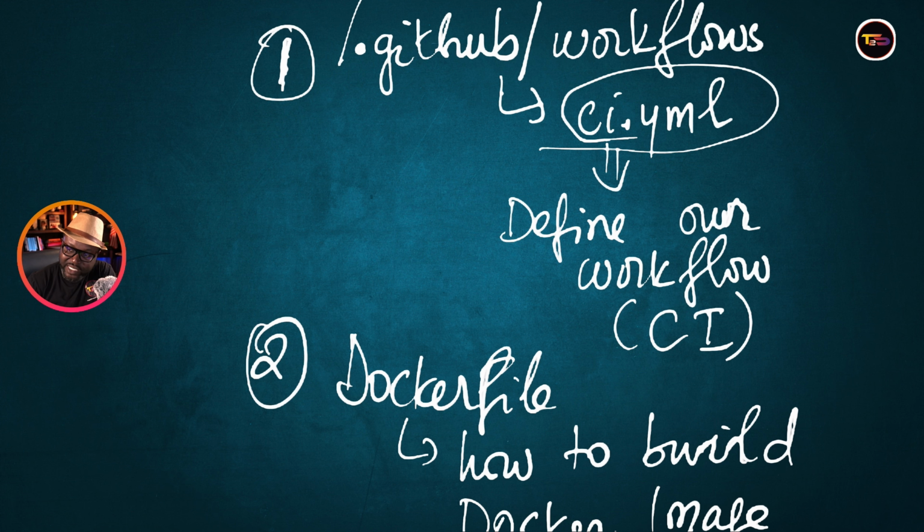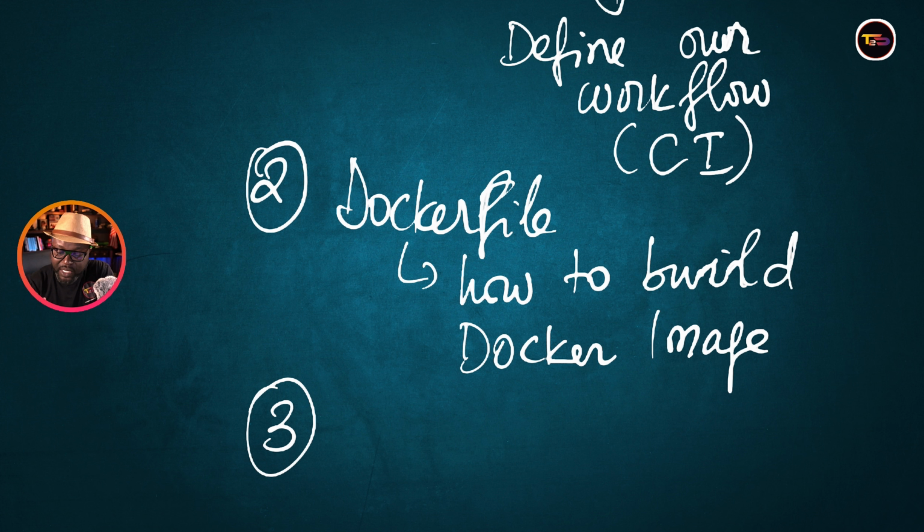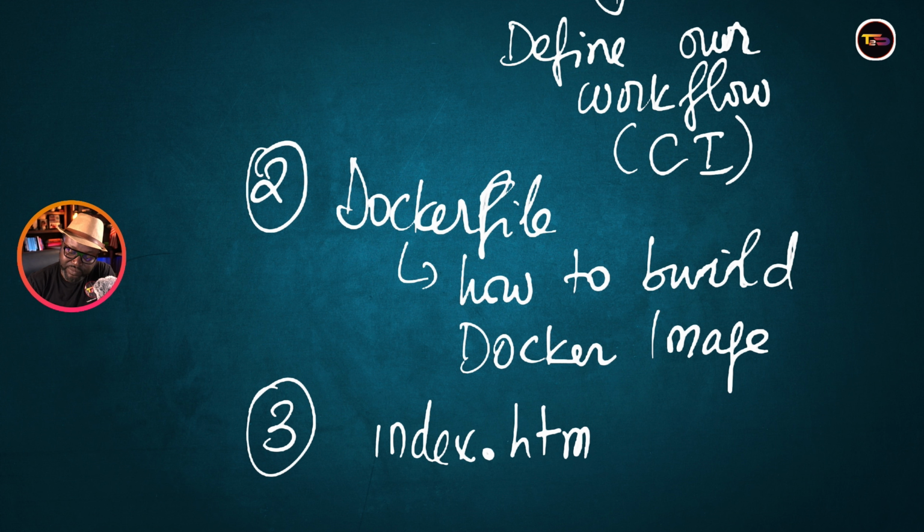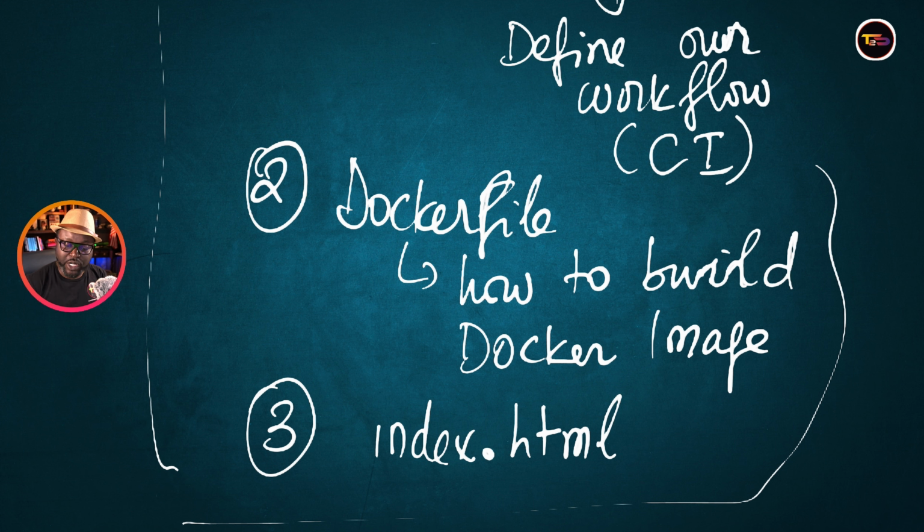But since this Docker image is going to be a web application, we will need an index HTML file to help us make it a website, right? So you're going to need some HTML file, and of course you can add some CSS file and other PHP files if you want to make it a little bit more complex. This is a very simple website that we are going to build using Docker, and this is pretty much what we will need to accomplish.